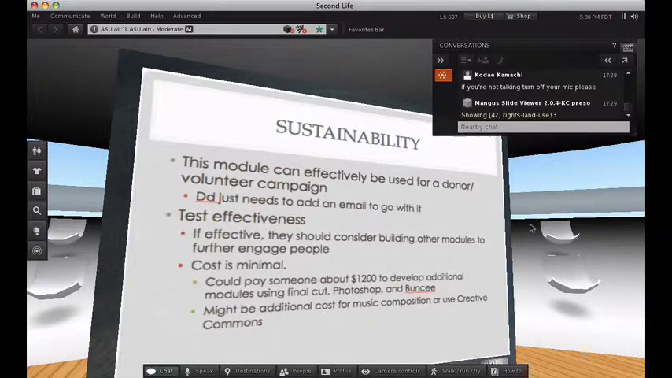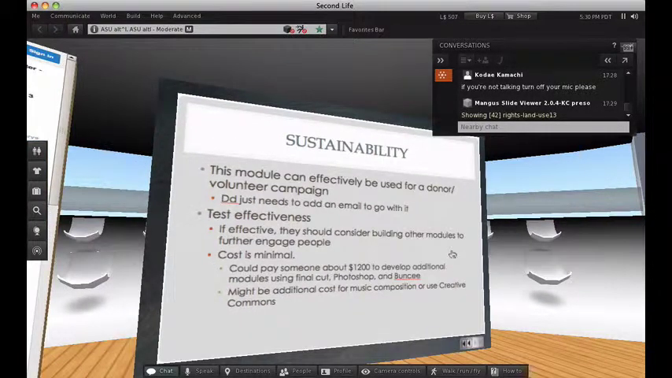The campaign could even potentially recruit volunteers who would be willing to build these modules. And especially considering that the Buncee that we built serves as an example of how you can do this. I think that gives you a sense of how our module would work. Unless, Katie, you want to add anything else. No, I think you pretty much covered it. Unless anyone has any questions that they want to ask about it.